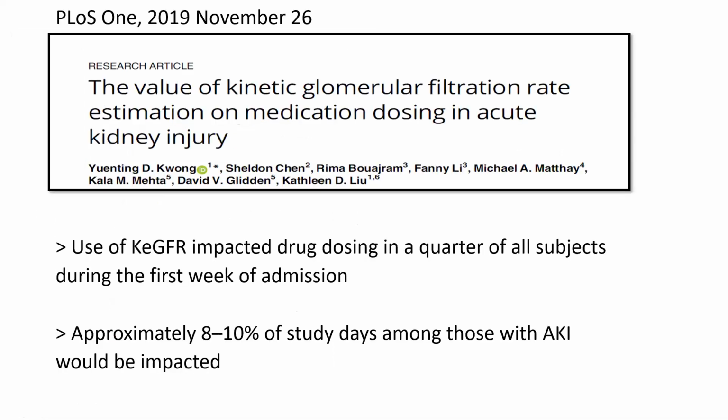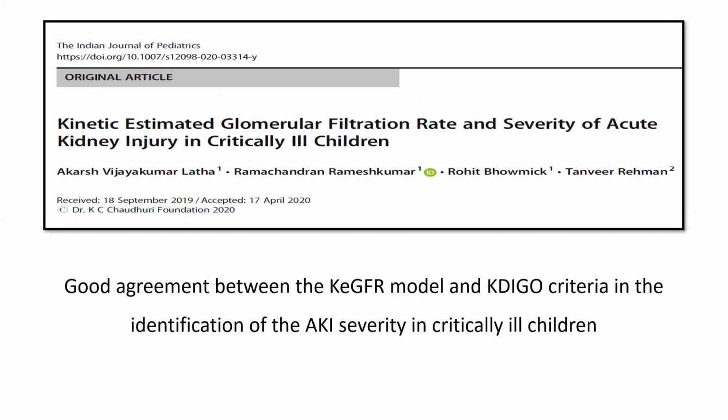So there have been evaluations of medication dosing in acute kidney injury using this kinetic eGFR formula, where they have found that use of this formula impacted drug dosing in a quarter of all subjects during the first week of admission, and almost 8 to 10% of study days among the AKI patients were impacted if we use the kinetic GFR formula instead of the normal creatinine clearance equation.